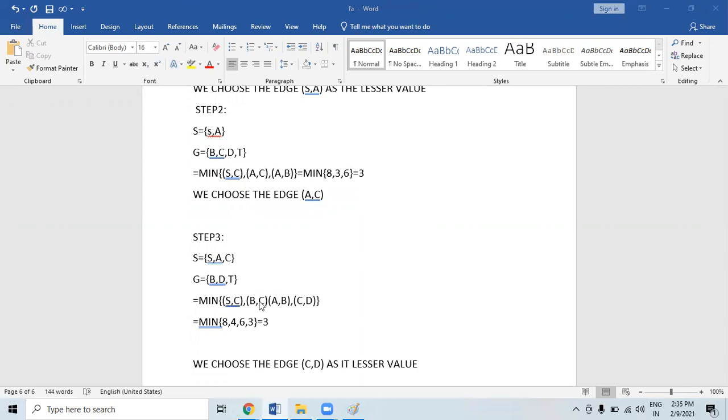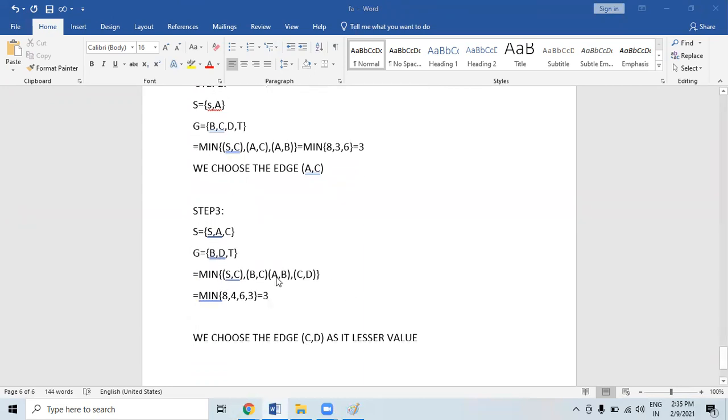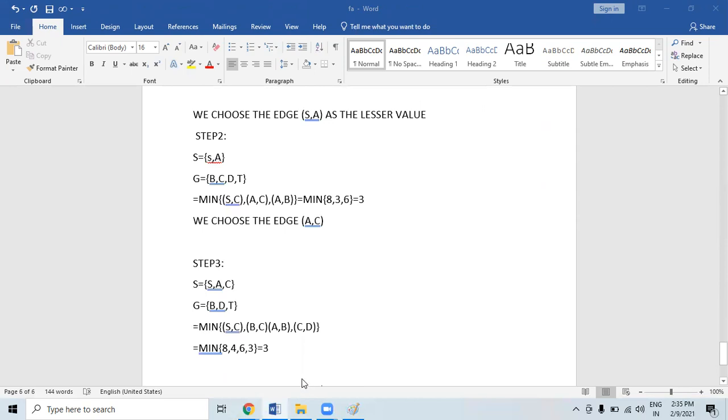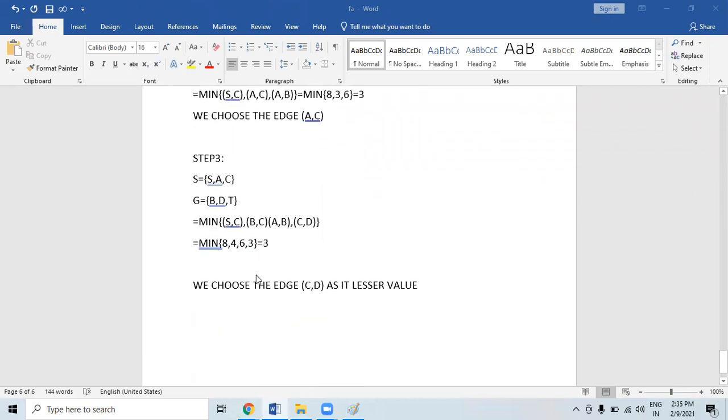So in step 3, see SC, BDT. So here also we have to find the minimum value among them, right? We know the values 8, 4, 6 and 3. So here the minimum value is 3. Okay, you know the SC. And again in step 4, we choose the lowest value, that is CD, right? Then in step 4 we again choose S, A, then C and D.